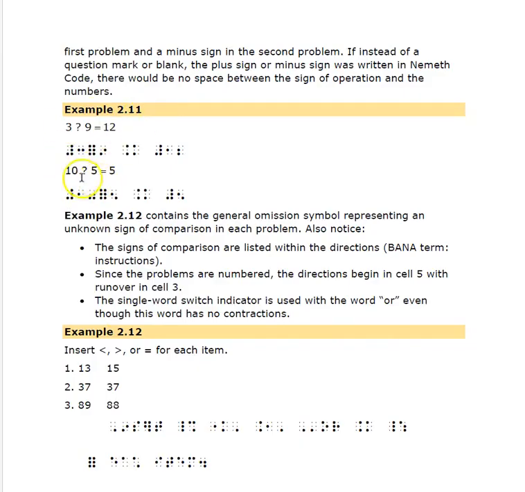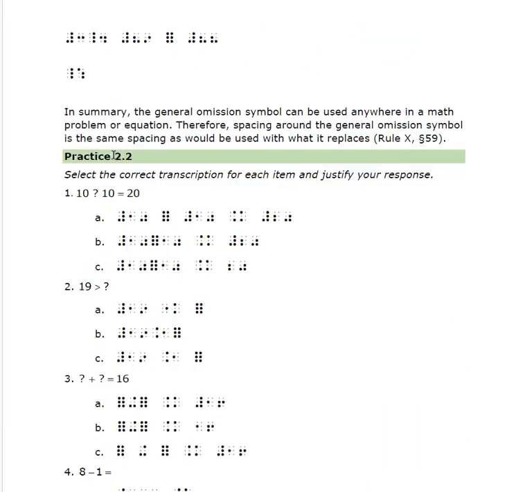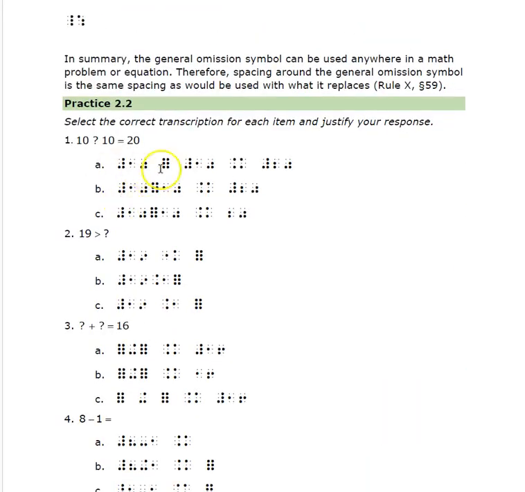Example 2.11, I went back and I see the 3 full cell 9 with no spaces on either side of that full cell, and no extra number sign. Okay, so now I should be able to go back to my problem and say, this one has spaces and another number sign. I don't need that. That's not right.